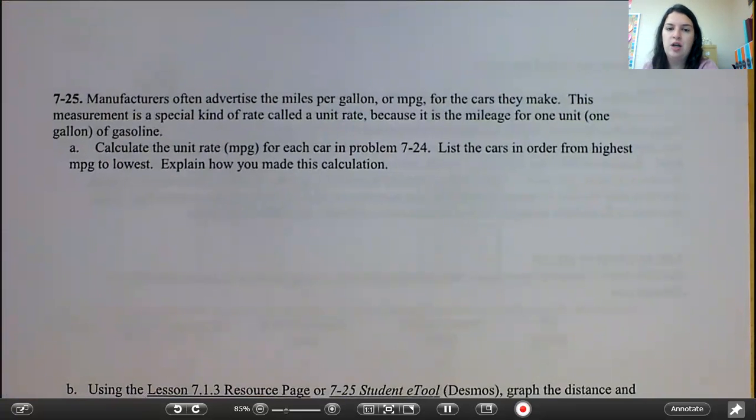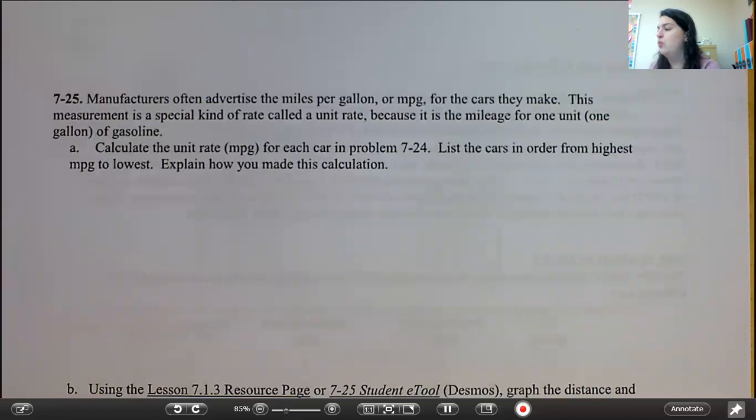Manufacturers often advertise the miles per gallon, or MPG, for the cars they make. This measurement is a special kind of rate called a unit rate, because it is the mileage for 1 unit, 1 gallon of gasoline. Calculate the unit rate, MPG, for each car in problem 724. List the cars in order from highest MPG to lowest. Explain how you made this calculation.